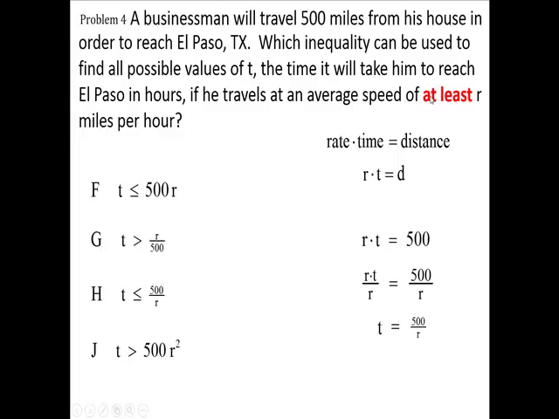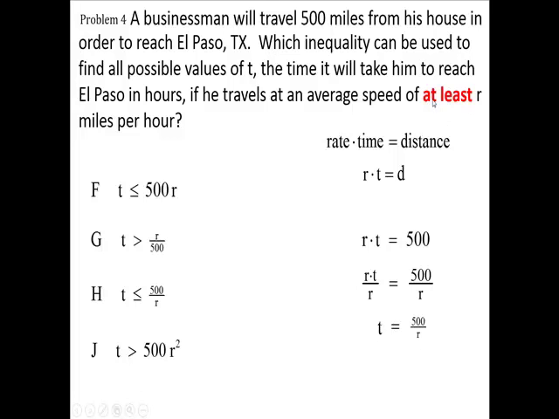Now, if you see at least r miles per hour, so the speed is at least r miles an hour. Now, if your speed is greater than r miles an hour, because it's at least that, then your time's going to go down. For instance, if r was 1, you'd have 500. If r is 2, you would have 500 divided by 2, which is 250. So as r goes up, t goes where? Down, from 500 to 250. If you raised r up all the way to 500, then t would only be 1. So as r gets bigger, t gets smaller.